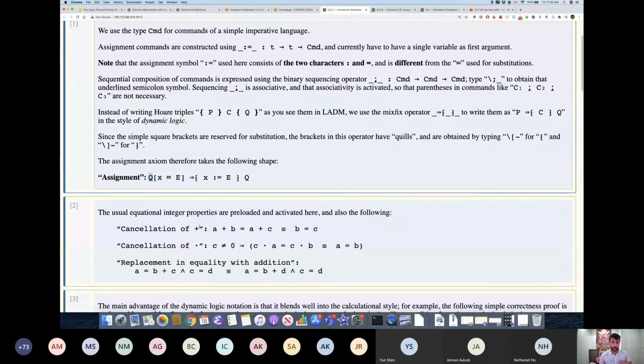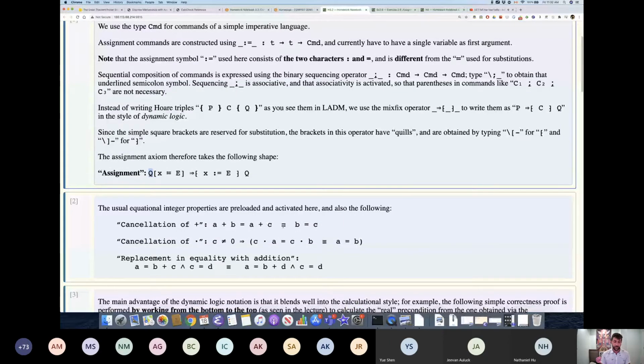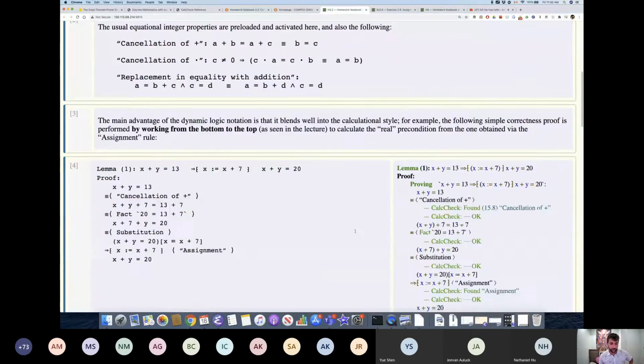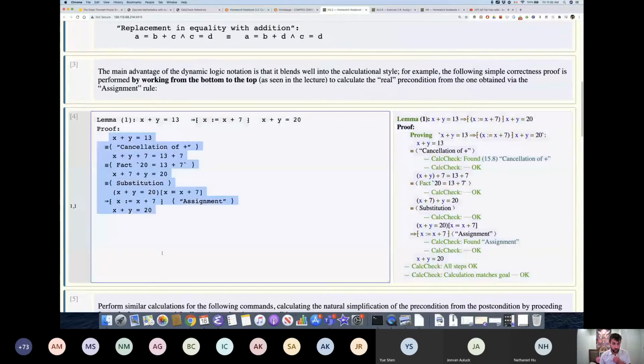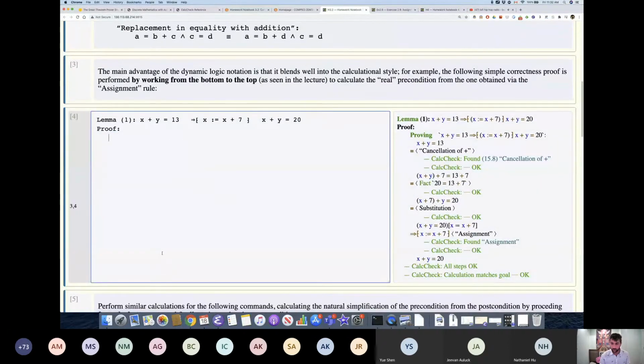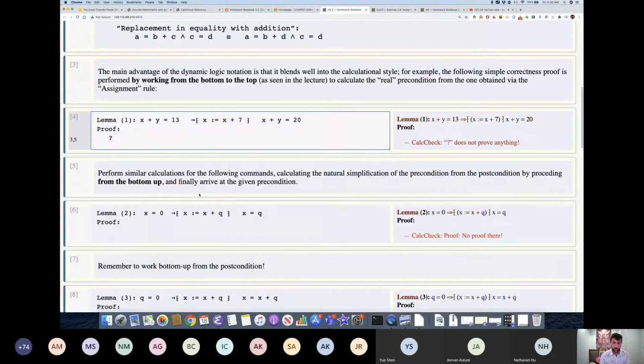Here are some laws that you should definitely know now: cancellation of plus, cancellation of times. These are just some things you should definitely be aware of. If not, please do some integer exercises. So let's do a problem really quickly. Let's get rid of all this. Let's try to solve this problem.